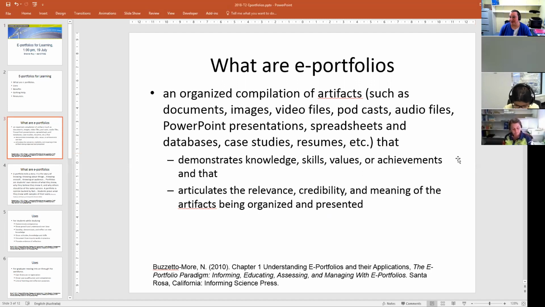So this compilation of artefacts demonstrates knowledge, skills, values or achievements, and it articulates the relevance, credibility and meaning of the artefacts being organised and presented. So there's two things going on here. It's not just storing everything, it's about how you then present that back to your audience.